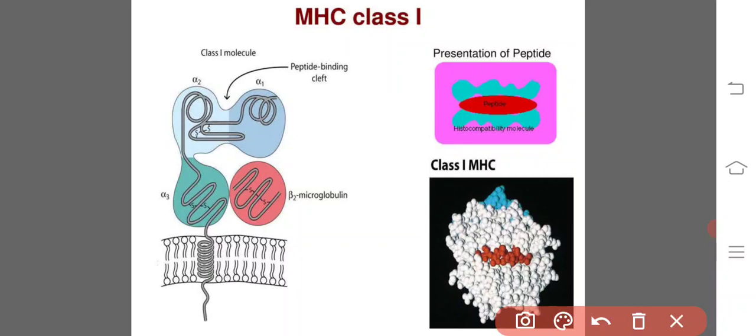This metastable empty dimer is then stabilized by the binding of an appropriate peptide to form the native trimeric class 1 structure consisting of the class 1 alpha chain, the beta 2 microglobulin, and a peptide. This complete molecular complex is ultimately transported to the cell surface.